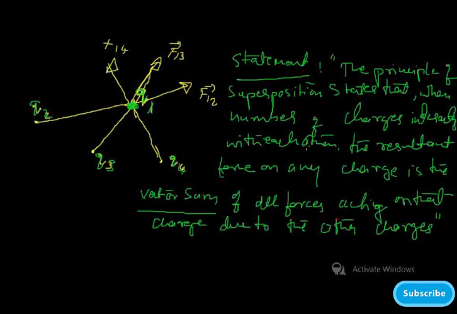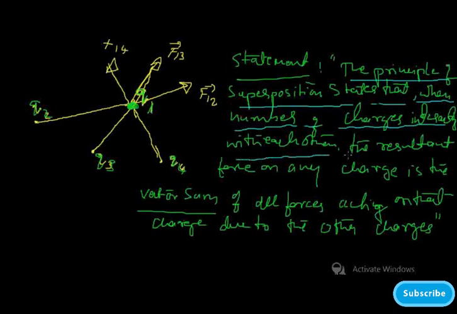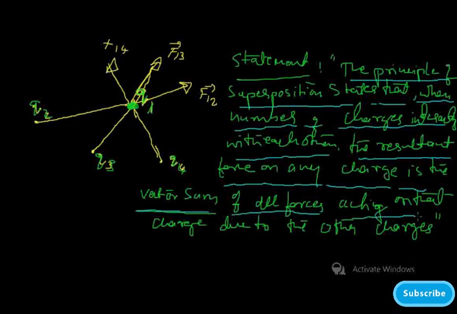Please follow that. I repeat once again. What does the principle of superposition state? It's very simple. The principle of superposition states that when a number of charges, remember, when a number of charges are interacting, that is nothing but we considered a system of charges, the resultant force on any charge is the vector sum of all forces acting on that charge due to the other charges.